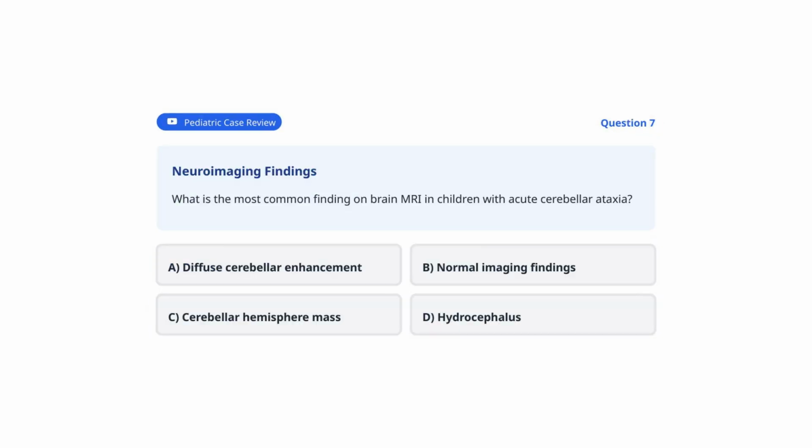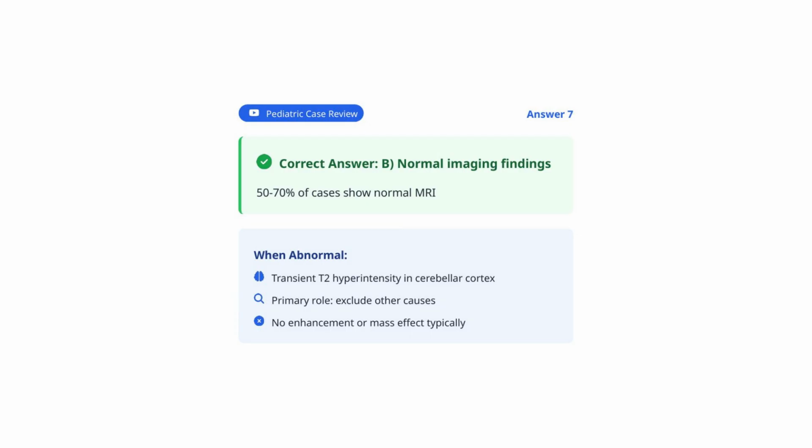What is the most common finding on brain MRI in children with acute cerebellar ataxia? Is it A. Diffuse cerebellar enhancement, B. Normal imaging findings, C. Cerebellar hemisphere mass, or D. Hydrocephalus? The correct answer is B.